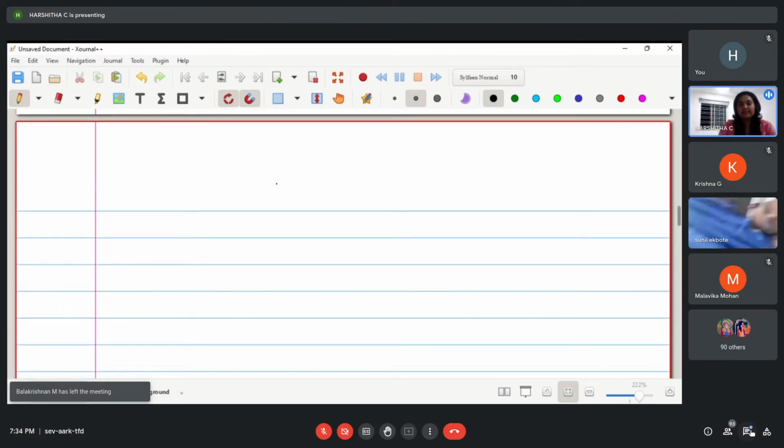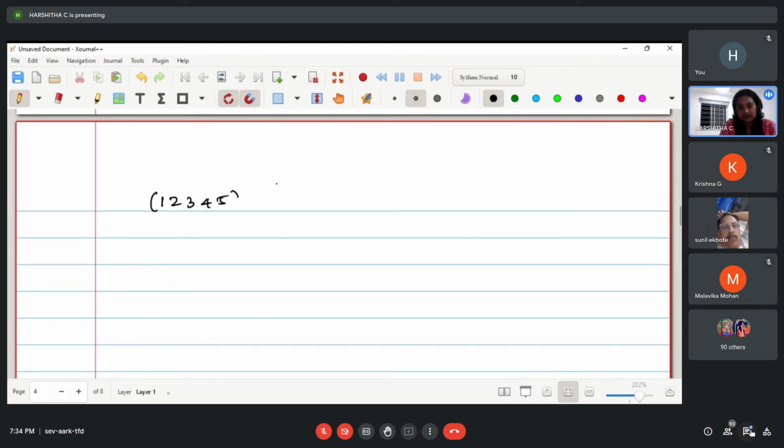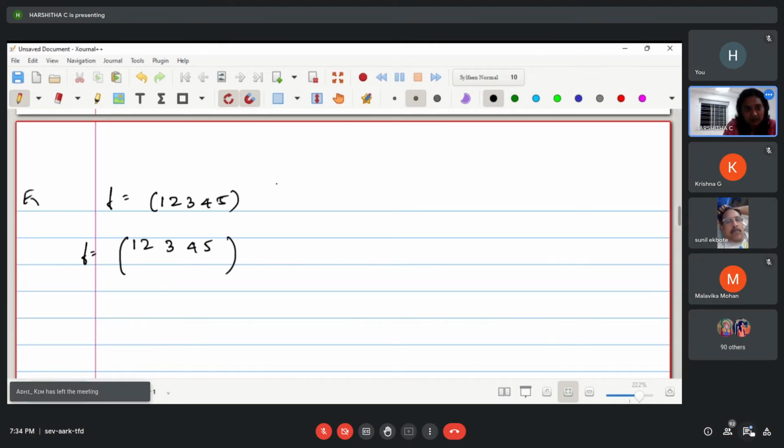Okay. So first we'll see how we write a cycle. So let's look at the cycle (1, 2, 3, 4, 5). I'll just write the permutation. So F is equal to this, which is 1, 2, 3, 4, 5. Okay, let me number the example. So 1 goes to 2, 2 goes to 3, 3 goes to 4, 4 goes to 5, 5 goes to 1. So this is what it is.